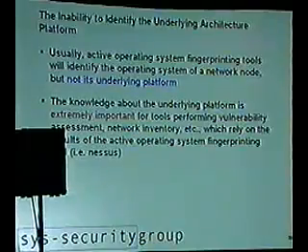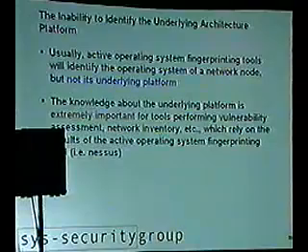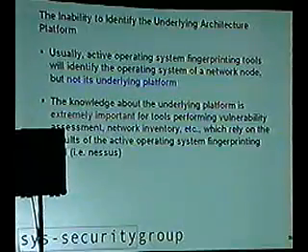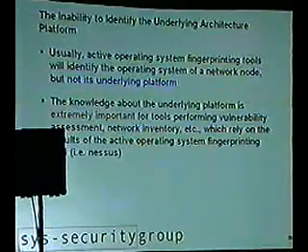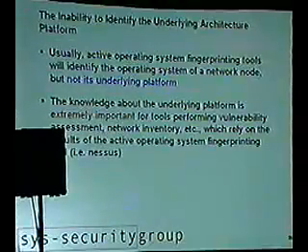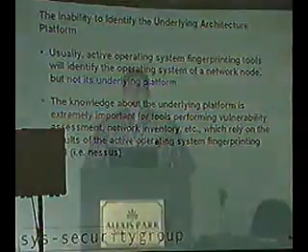Another important problem, especially for vulnerability assessment tools, is the inability to identify the underlying platform of the operating system. If you want to exploit a certain operating system and it has multiple platforms it can be installed on, it's extremely important for one to understand what the underlying platform is, because your exploit may or may not work on the platform you are targeting.